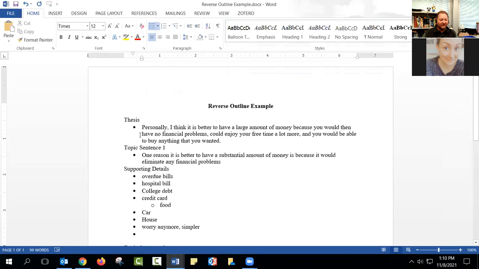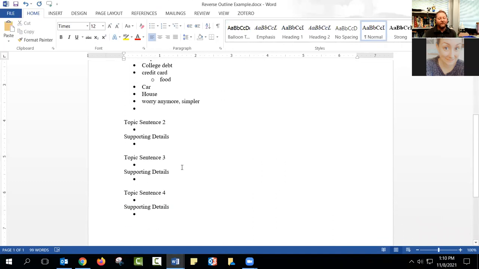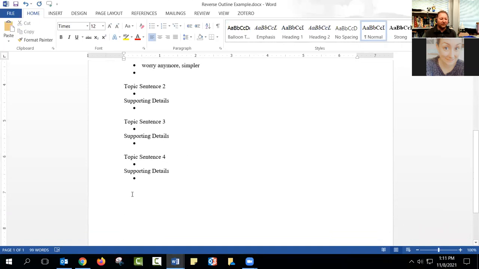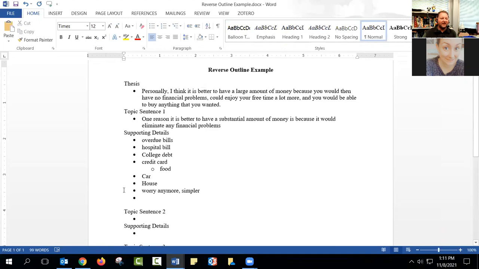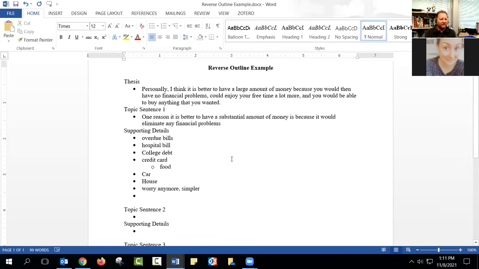So for the reverse outline, you just have your thesis, topic sentence 1, supporting details, topic sentence 2, supporting details, repeat, repeat, repeat until you've hit every one of your body paragraphs, right? For a reverse outline, don't worry about the conclusion here because it's not going to help you a lot with the conclusion. It'll definitely help you a lot with your individual body paragraphs, though. All right. Any questions about this?